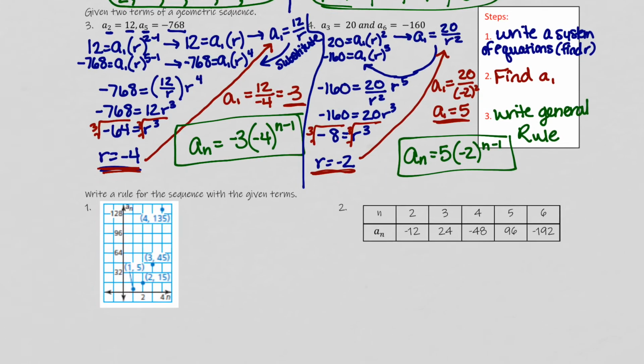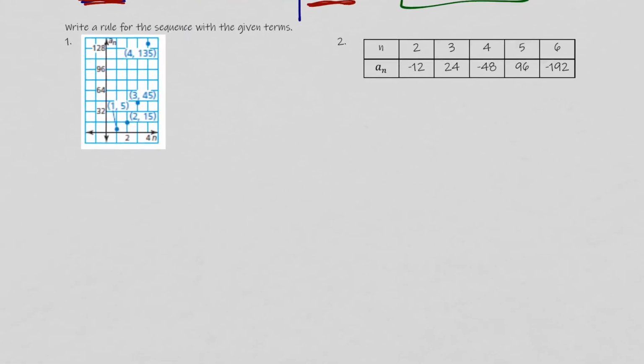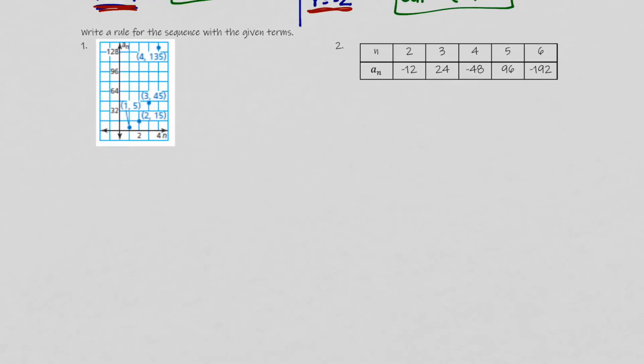All right, now we're going to write a rule if you're given the graph or given a table of random terms. So with this graph, the first term, when x is 1, that means n is 1, y is 5. So an or a1 is going to be 5. That's the first term. And it wants to know, okay, what am I multiplying by to get to the next term here? Well, remember, it's not adding, it is multiplying this time.